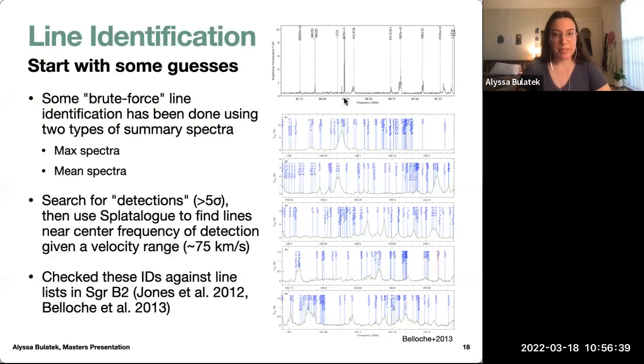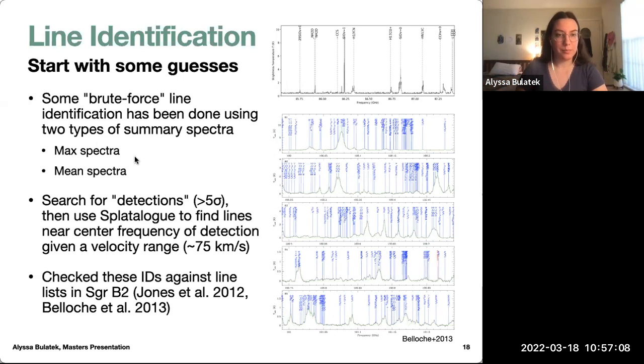So way back in summer 2020, I actually started this project by doing what I am calling brute force line identification work. So looking at some different spectra that we made from the data and trying to match lines to molecules in a very, not a naive way, but just very let's get all the guesses we can for what this line could be. We used two different types of summary spectra for this.